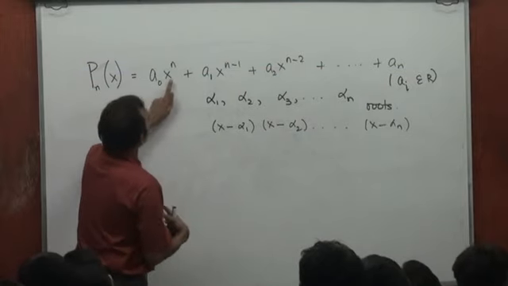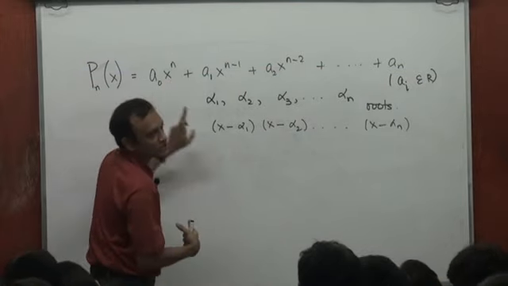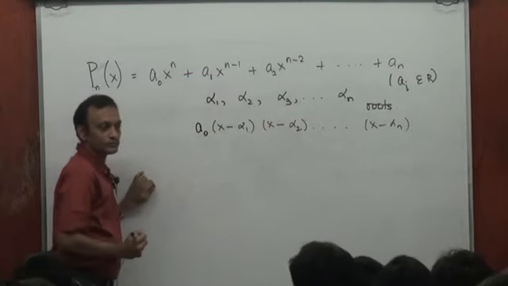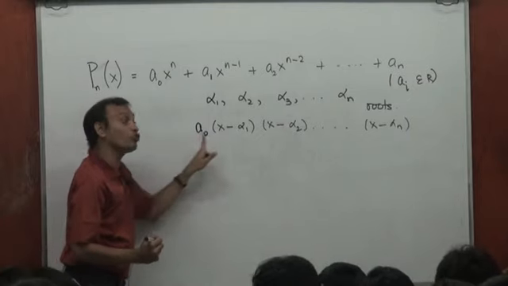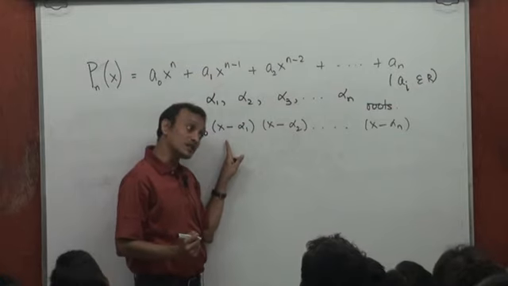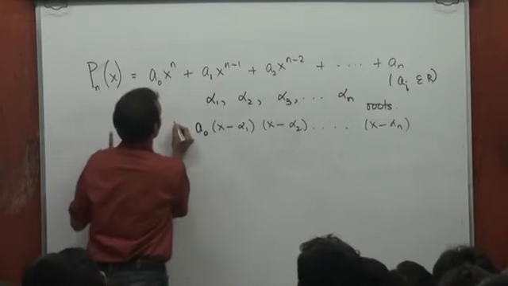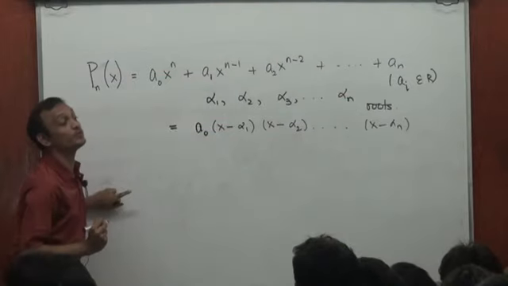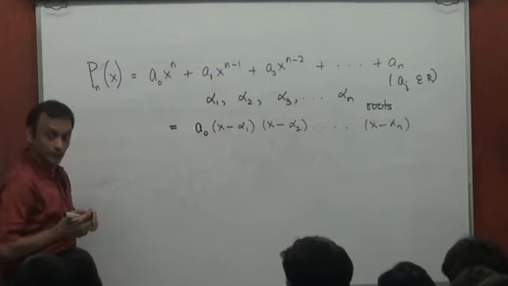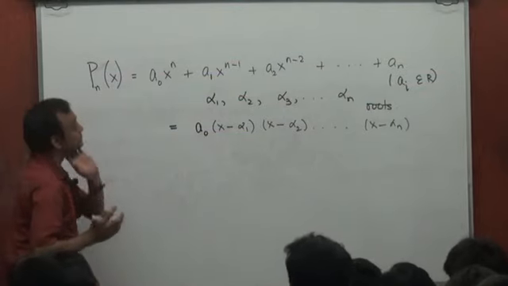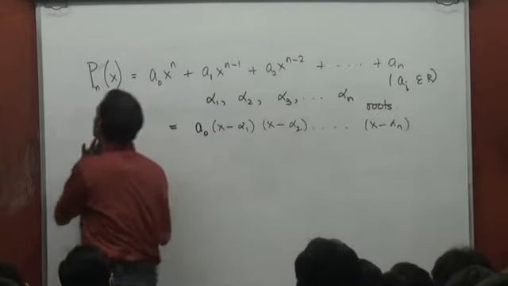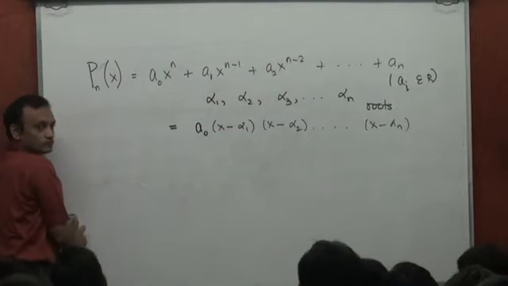So now, in order that the coefficient of x power n on the left hand side matches the right hand side, you multiply this by a naught. Now the coefficient of x power n on the left hand side will be equal to the coefficient of x power n on the right hand side. That's what would happen. So, this then would be an identity. Right? Clear? Shall I proceed?